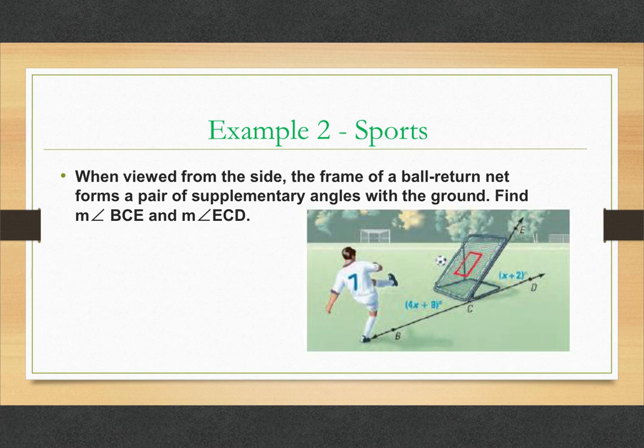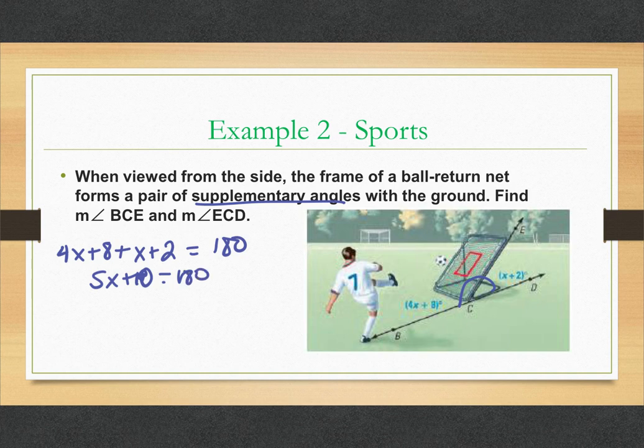Example 2 says, when viewed from the side, the frame of a ball return net forms a pair of supplementary angles with the ground. Find the measure of angle BEC and ECD. So these two form a line with the ground, or form a straight angle, which is supplementary, which means 180 degrees. So 4x plus 8 plus x plus 2 would equal 180. 5x plus 10 would equal 180. 5x would equal 170, and x would equal 170 divided by 5, which is 34.